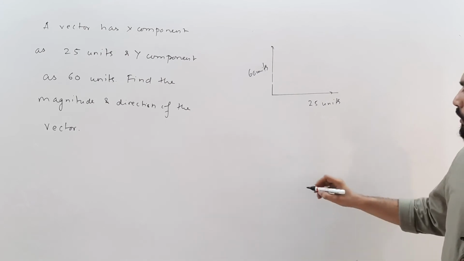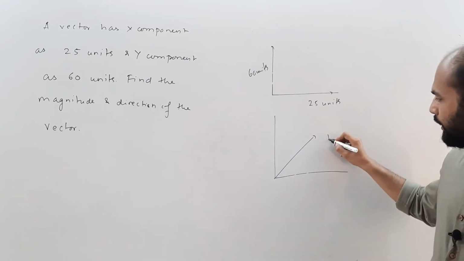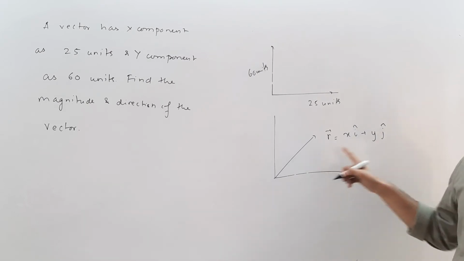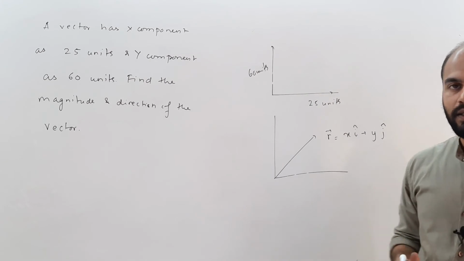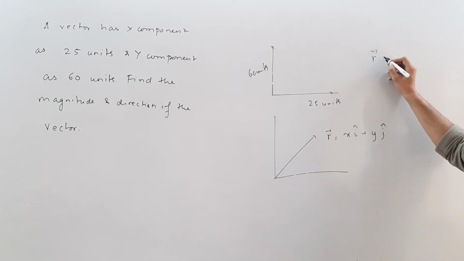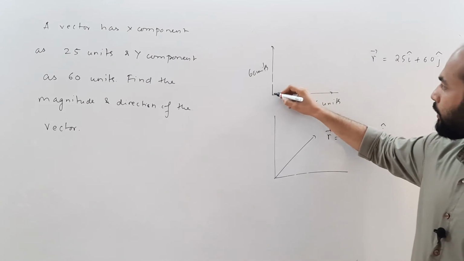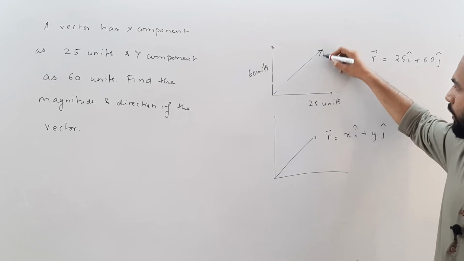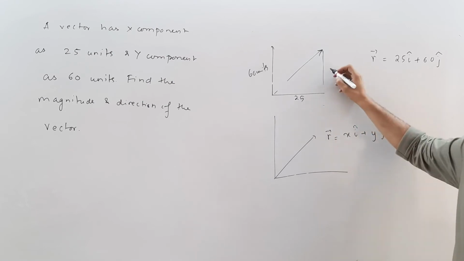Let's say that we have this vector, and in general we can write this vector as x i cap plus y j cap. That's what we saw. So the x component is given to us as 25 and the y component is 60. The vector can now be written as 25 i cap plus 60 j cap. That's it. And if this is the point to be located, this becomes the vector, and you can clearly see that this is 25 and this is 60.